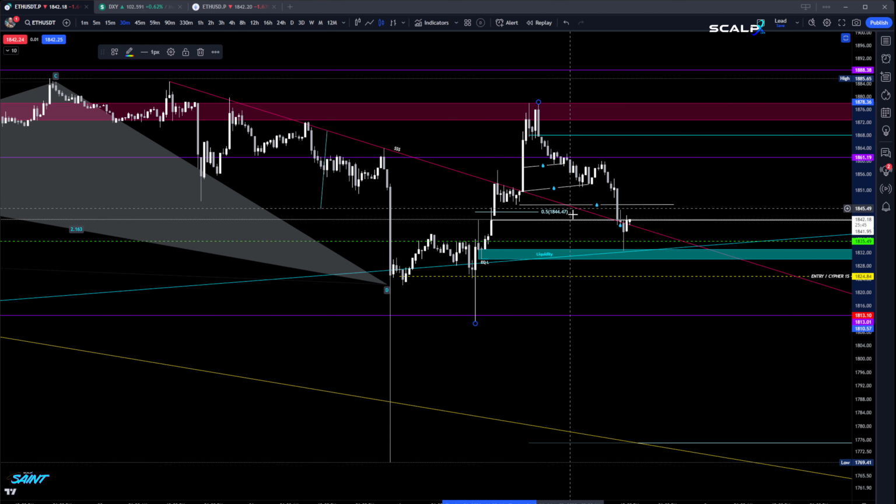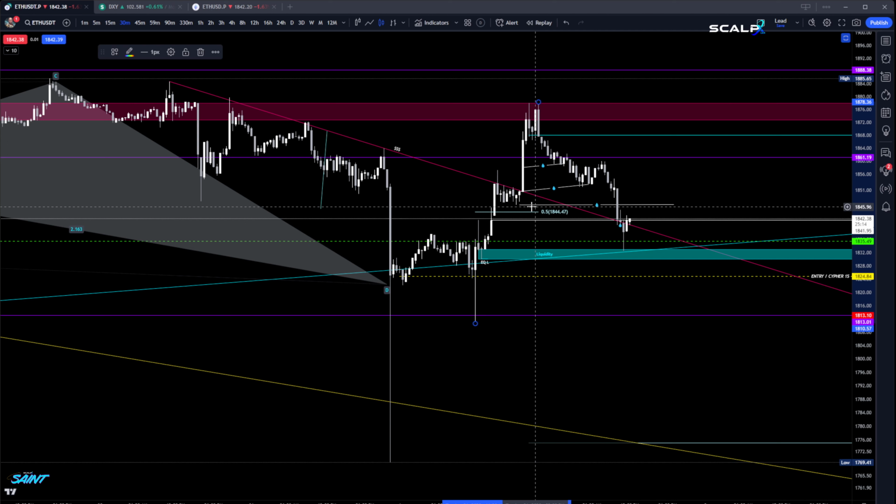And so you're going to see a lot of reactions right here, right now. A lot of reactions on 1844. You have a liquidity pool that was just taken out right here. So if market makers are out right now and they're out collecting orders, most retail traders are going to be setting some limit orders right here to short. Because logically that makes sense.